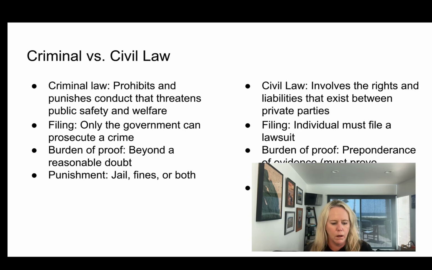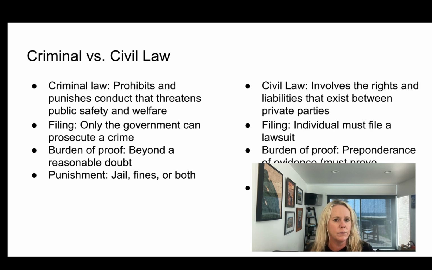Civil law and criminal law have some really distinct differences. Civil law is really about the rights and duties that exist between private parties. Can be individuals, can be organizations, can be a mix of that kind. And criminal law is really about conduct that society has deemed so egregious that we have outlawed it entirely. And so it's really about conduct that threatens public safety and welfare.